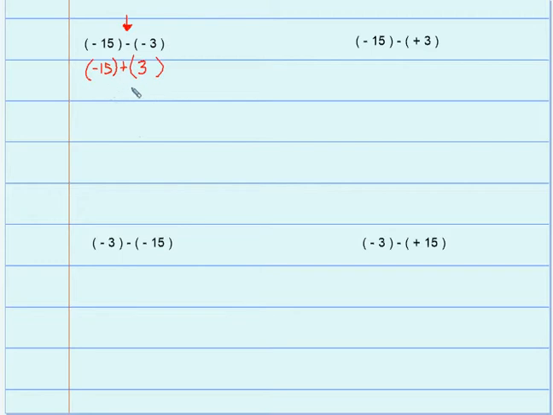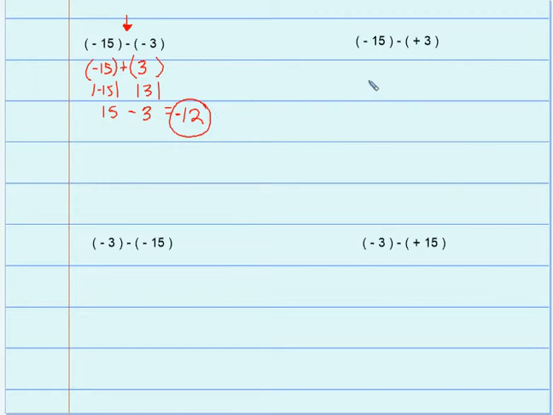Now these have opposite signs, so we need to use the absolute value of them. And that's going to be 15 and 3, and since they were opposite signs and we were adding, we need to subtract them, and we'll get 12. What was the sign of the greater absolute value? It was negative, so the answer here is negative 12.